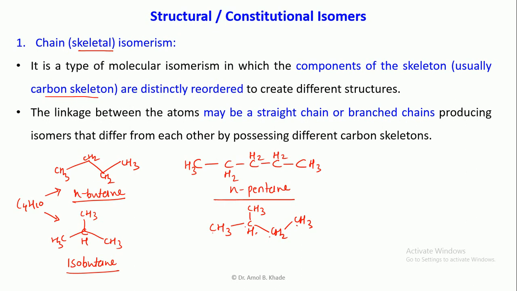So 4 plus 1, it is again 5 carbons, and look at the hydrogens: 3 plus 3, 6, 7, 8, 9, 10, 11 and 12. So there are 12 hydrogens. Look at n-pentane, how many carbons? Obviously 5. Then 3 plus 2, 5, 6, 7, 8, 9, 10, 11 and 12. So it will be 12. How can you name this? It is 2-methylbutane. That is the name of this compound.